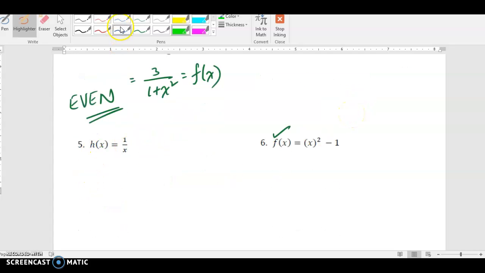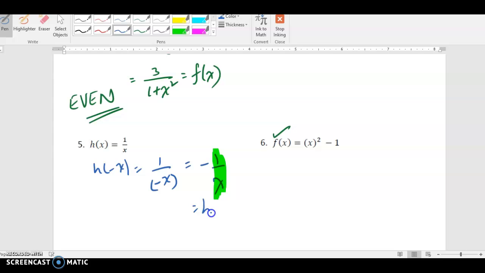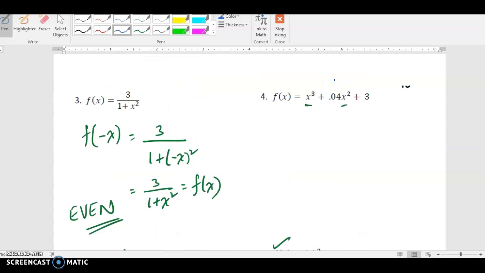And just look at the fifth question quickly. h of negative x equals 1 over negative x. But this negative will come out. You can actually write this as negative 1 over x, which is the negative of the original function. So this ends up to be negative of h of x. So this is an odd function. Okay, this is even and the other one is neither.